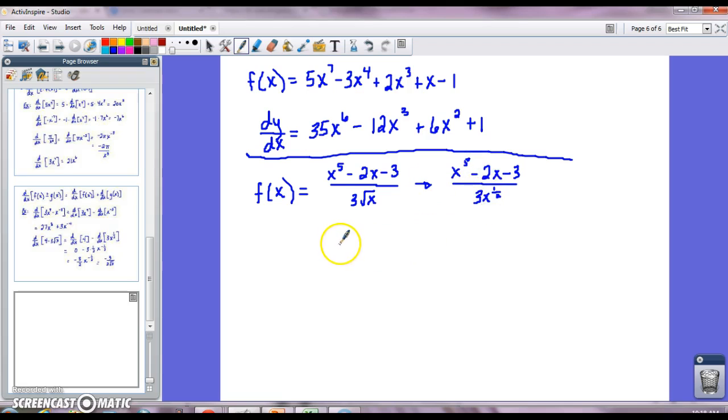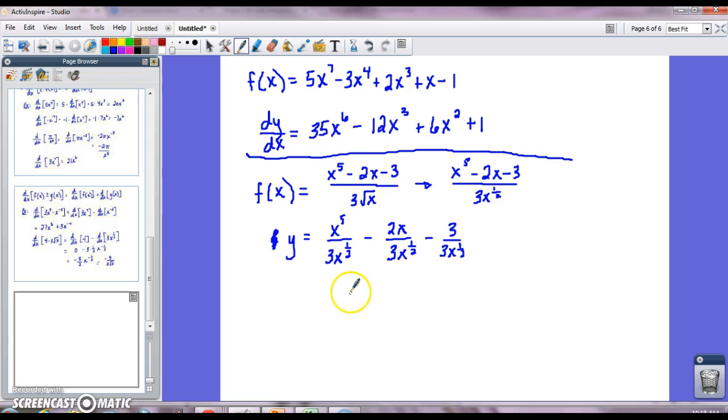But what we can do with what we know about algebra: I'll call this y. It doesn't really matter if you call it x or f of x or y. I'm going to call this y just for simplicity. What you know from algebra is that when you have multiple terms in the numerator and a single term in the denominator, you can write that out as individual terms with that denominator in each term. So x to the 5th over 3x to the 1/2, minus 2x over 3x to the 1/2, minus 3 over 3x to the 1/2.